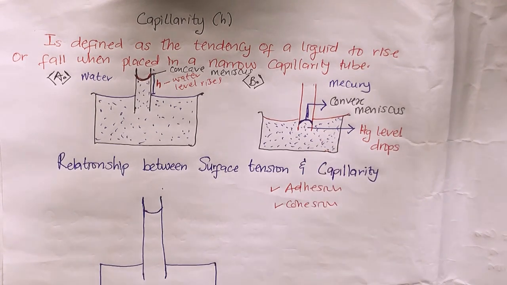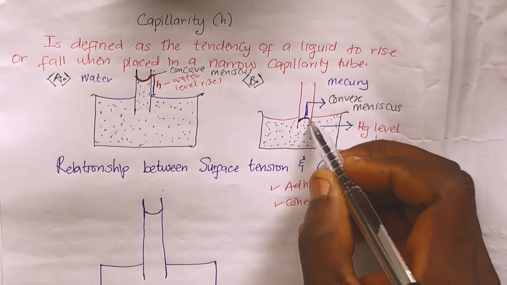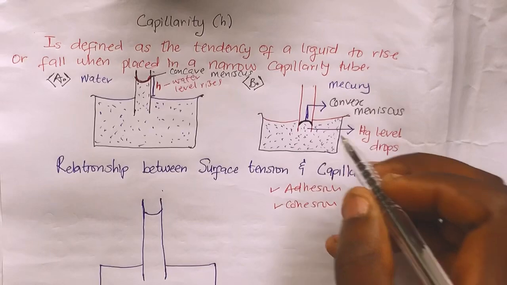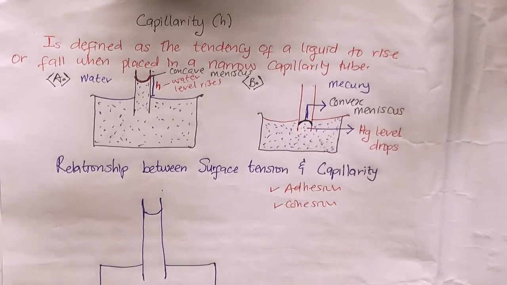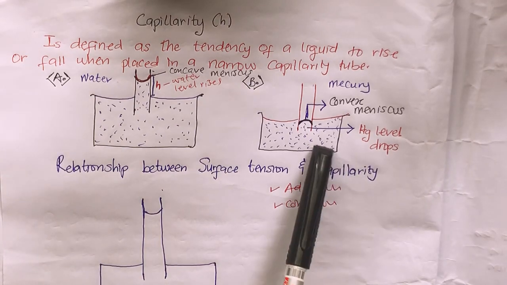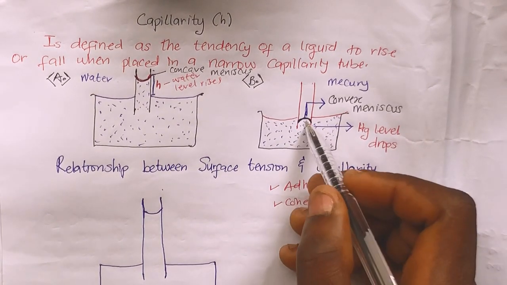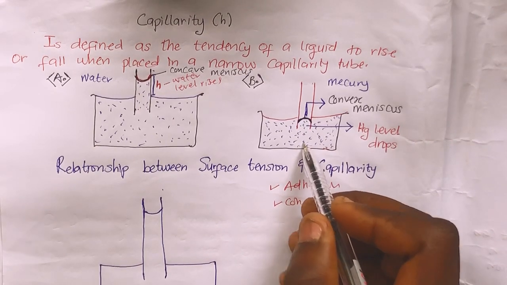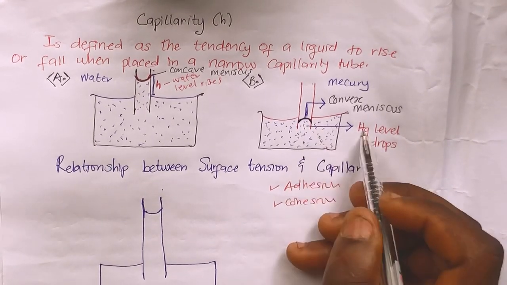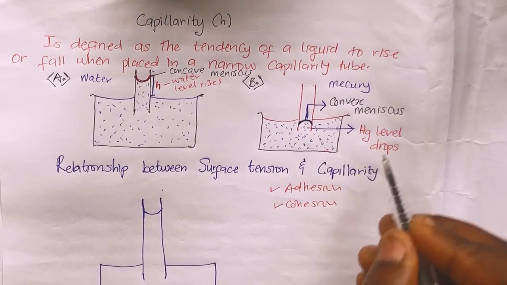Then let's check this second case. This meniscus is a convex meniscus, which indicates that the fluid here doesn't rise, and the fluid here is known as mercury. Look at this very well now. This indicates that the level of the mercury drops. Can you see that the mercury level drops? This arrow indicates that the mercury level drops.